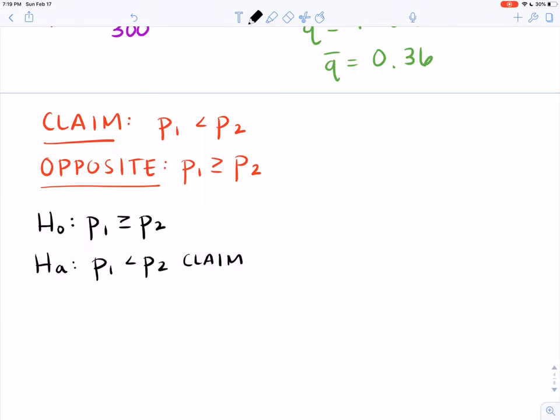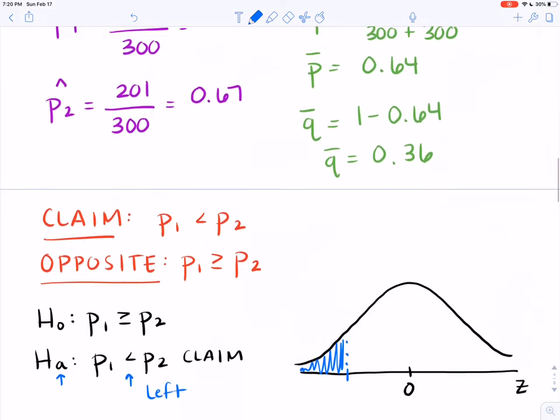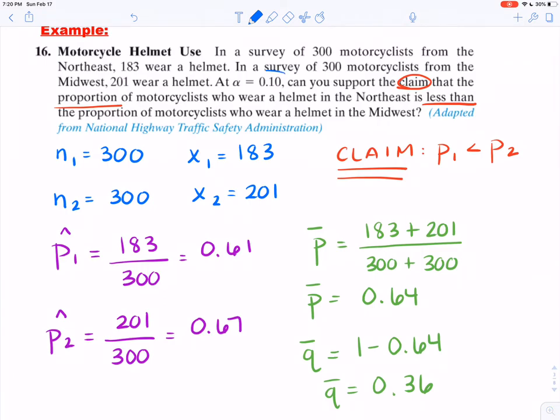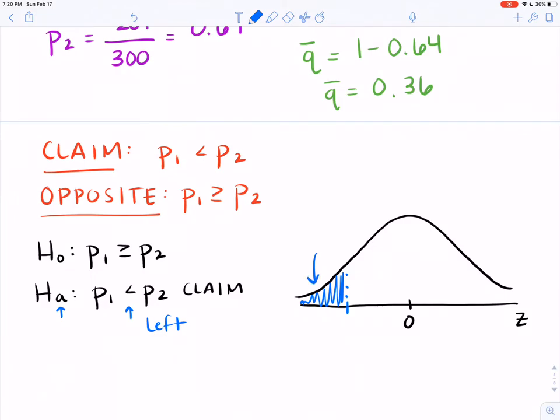Now, my next step is going to be to get my rejection region, my critical value. I'm using the standard normal distribution here. I look back at the initial setup. I see that HA contains less than, and that lets me know this is a left-tailed test. So I'm going to shade my rejection region in the left tail of the curve, and then use my level of significance as the area of that shaded rejection region.